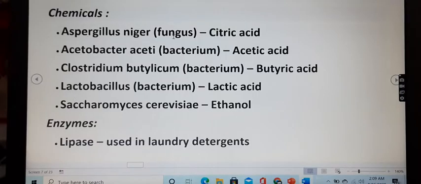Aspergillus niger, a fungus, is used for synthesizing citric acid commercially. Acetobacter aceti, a bacterium, is used for producing acetic acid. Clostridium butyricum, a bacterium, is used for producing butyric acid. Lactobacillus, a bacterium, is used for producing lactic acid. Saccharomyces cerevisiae is used for obtaining ethanol, that is alcohol, on a large scale, commercially.